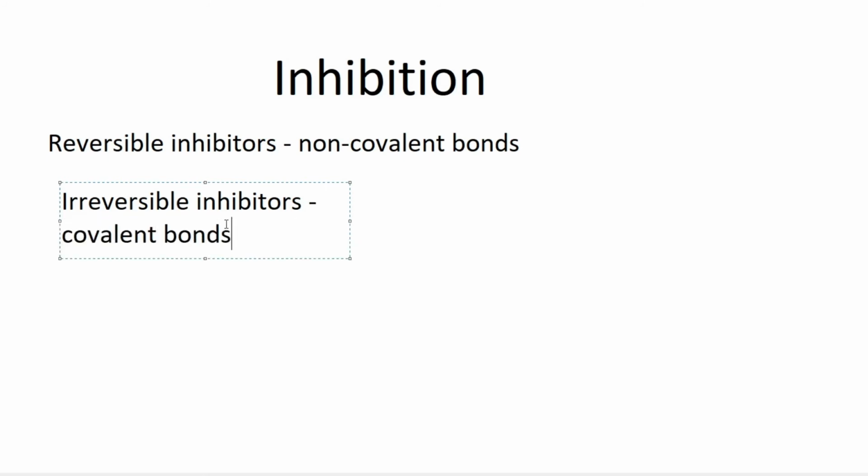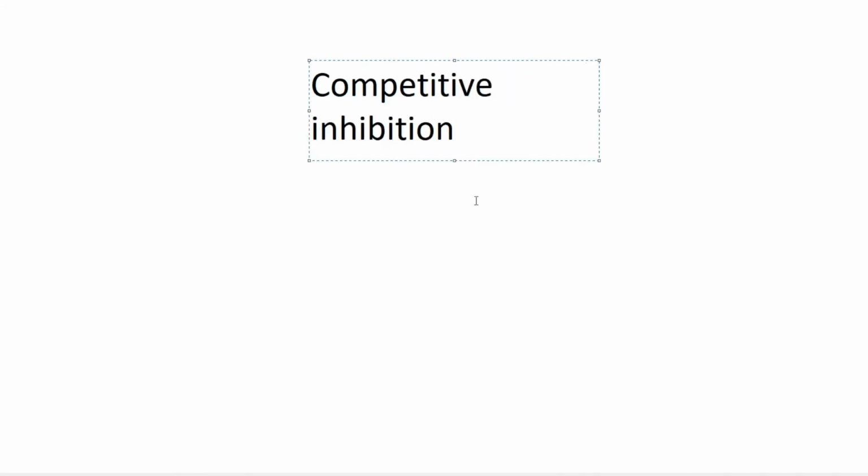Then you have two types of inhibition. So you have competitive inhibition. They bind reversibly to the same site that the substrate would normally occupy. So they're competing with the substrate for that site.